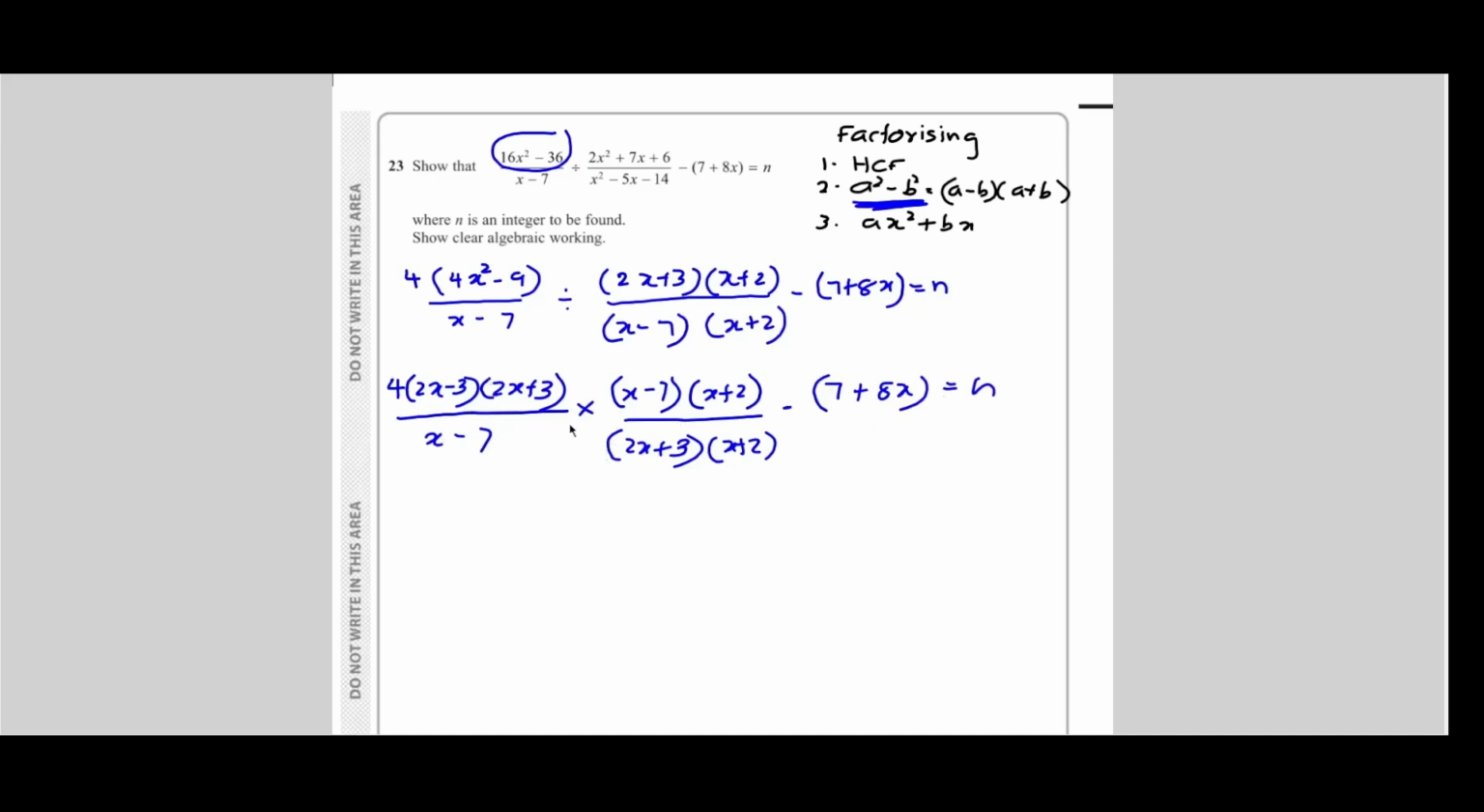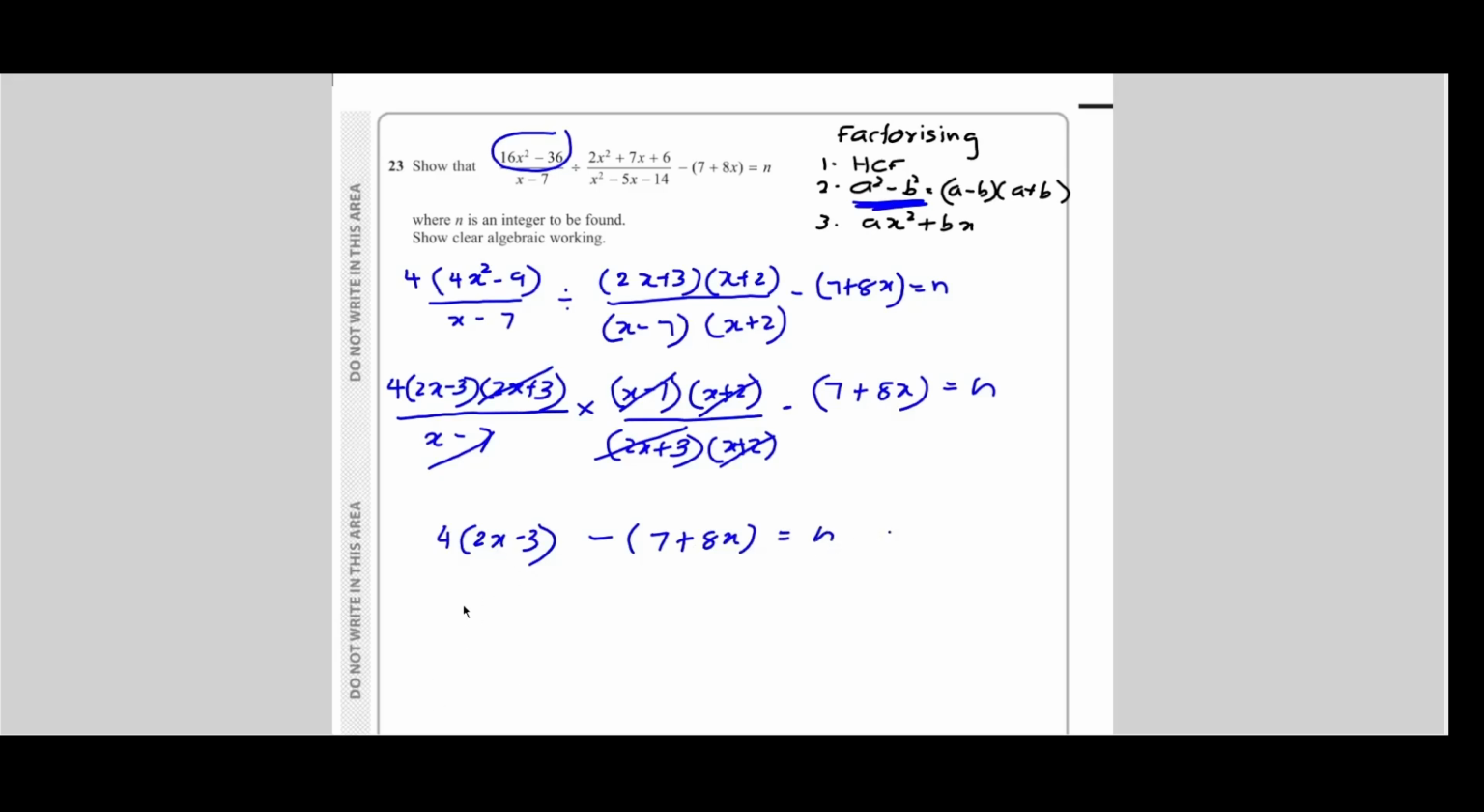Now let's see whether there is cutting available. If it is fraction multiplication, we cancel. If it is addition or subtraction, we use LCM. So in this case, let's see whether cancelling is available. Here x minus 7, x minus 7. When cancelling, the whole expression is cancelled. x plus 2 is cancelled. 2x plus 3, 2x plus 3 is cancelled. Then the only remaining part is 4 times (2x minus 3), minus 7 plus 8x equals n.